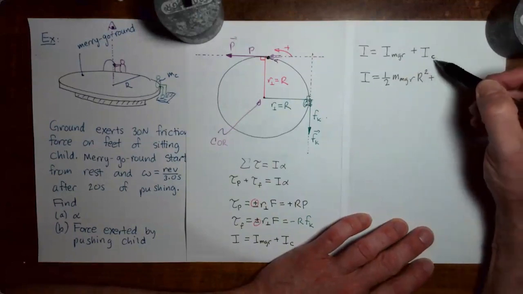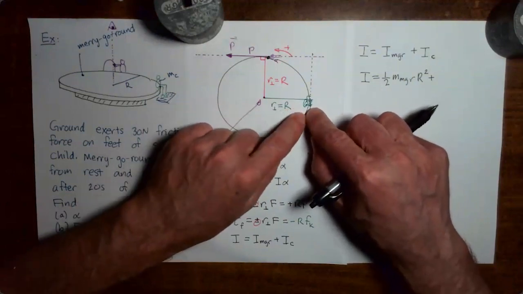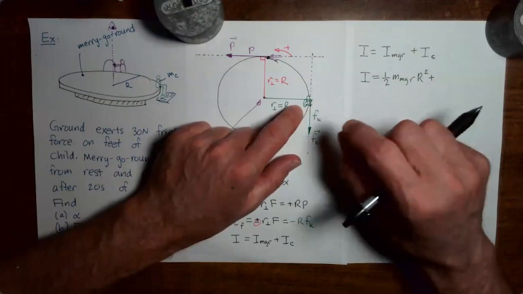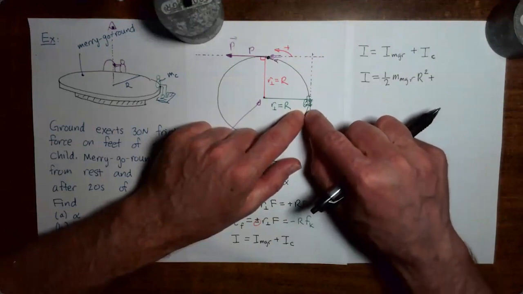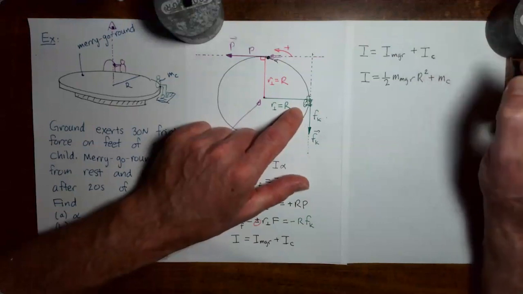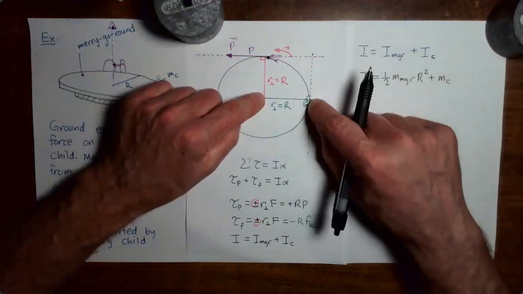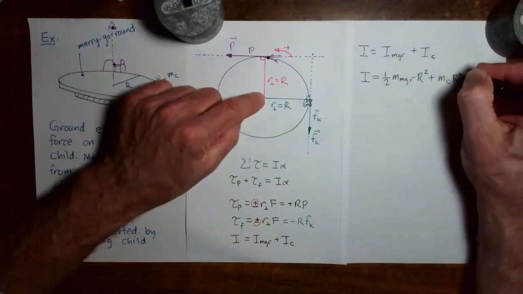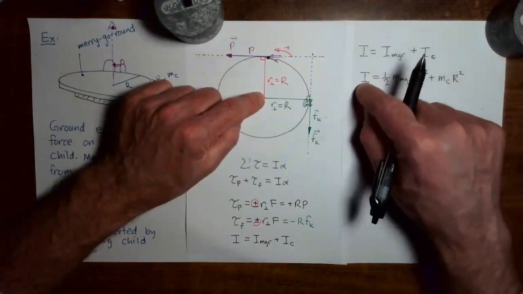Now, what about the moment of inertia of a sitting child? We're going to assume that the child is much smaller than the merry-go-round. And if the child is much smaller than the merry-go-round, we can use the formula for the moment of inertia of a point mass. The moment of inertia of a point mass is the mass, in this case, the mass of the child, times the square of the distance from the center of rotation. And since the child is at the edge of the merry-go-round, the distance from the center of rotation is r. So then I square that to get the contribution of the child to the moment of inertia.